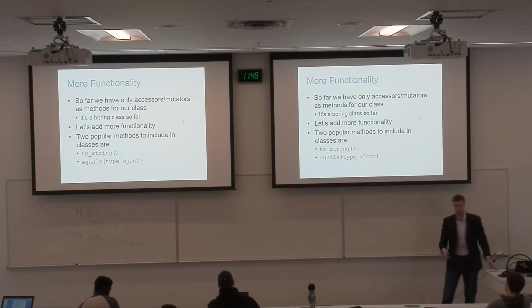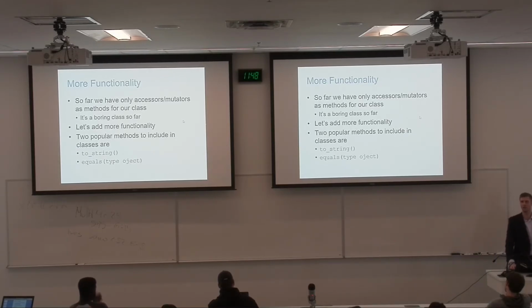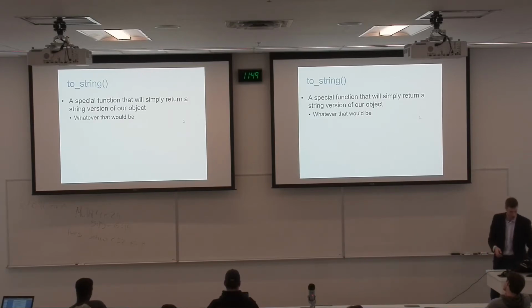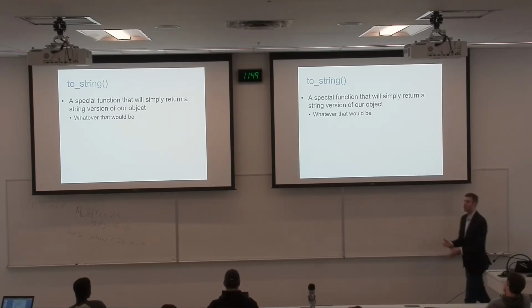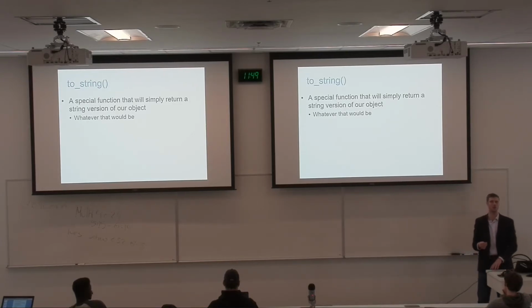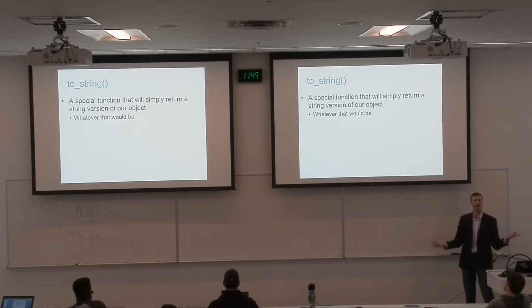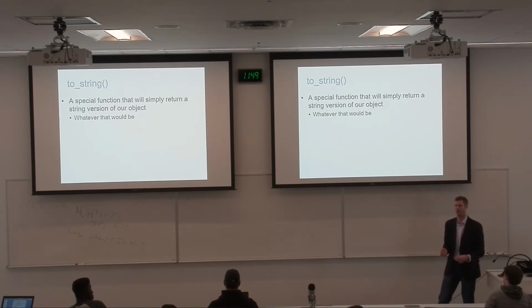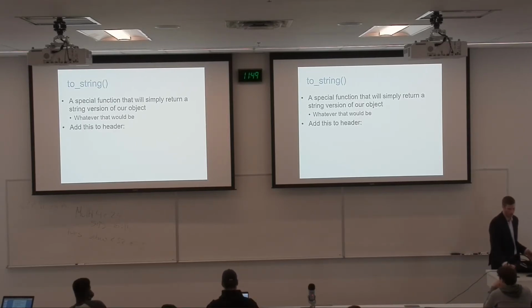But anyways, we're going to write our toString and our equals. So toString is a special function that will simply return a string version of our object. And note, it is whatever we want it to be. We're inventing it. Do we want our toString to just return the string hi? So for any instance of a student object, if I say hey toString, it just gives me back the string hi? Is that a particularly useful toString? No, it's not. So we're going to write our own.